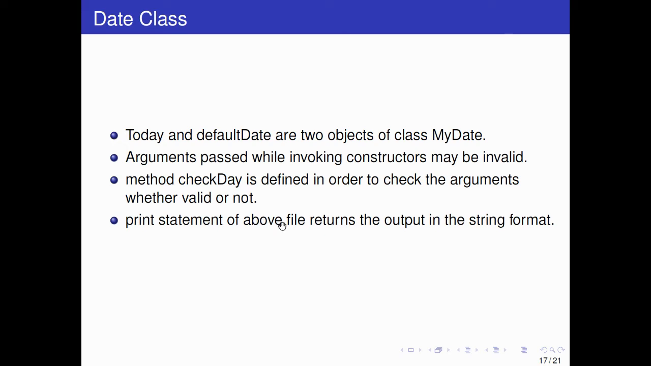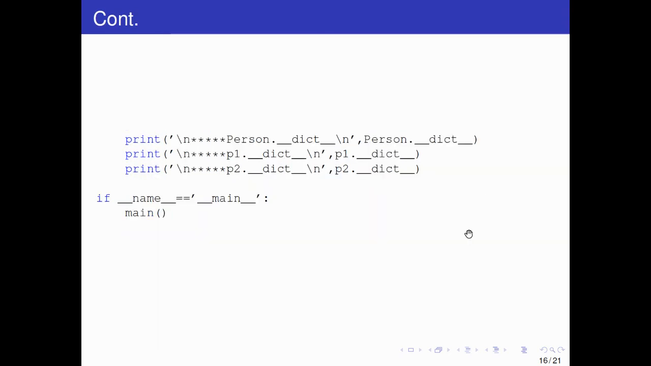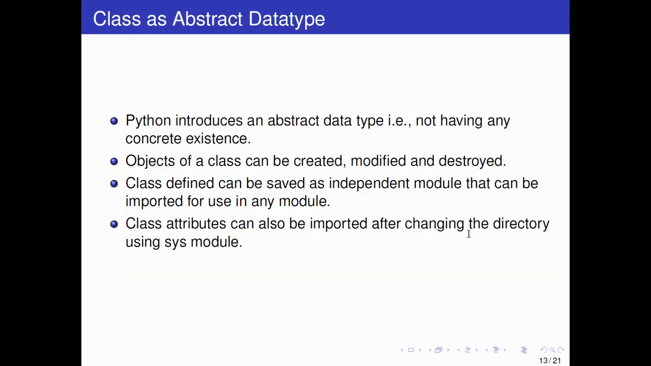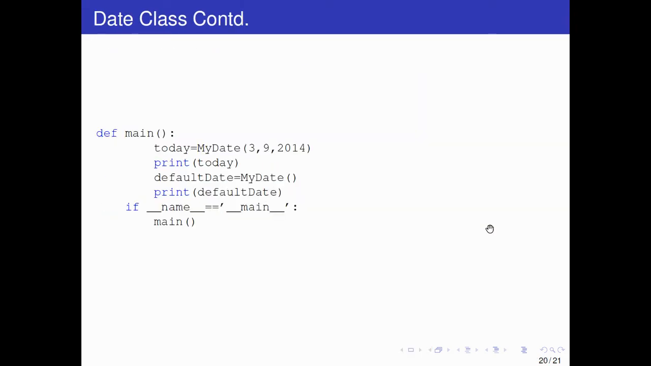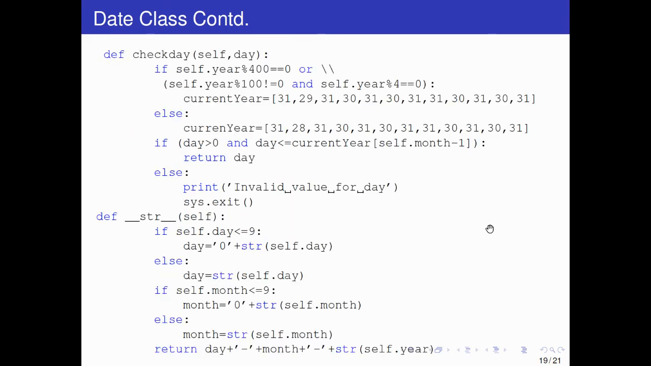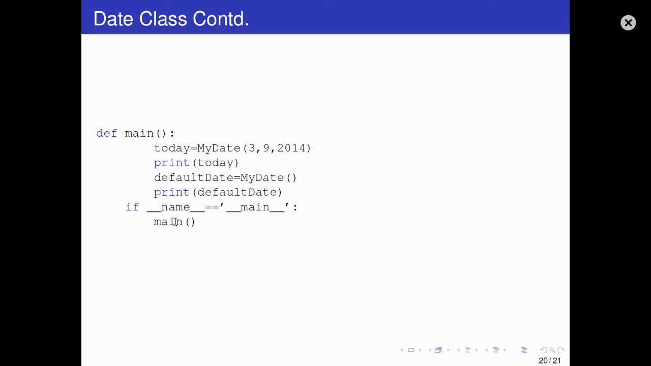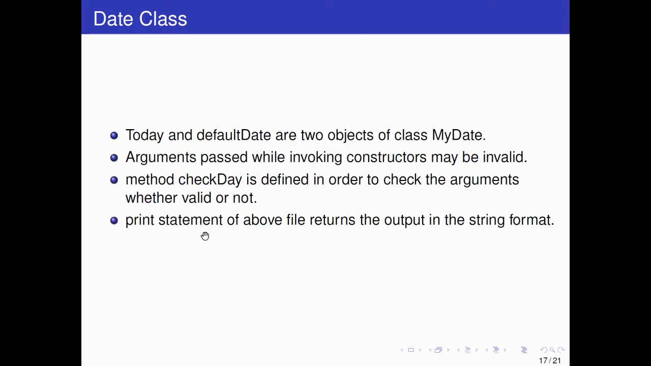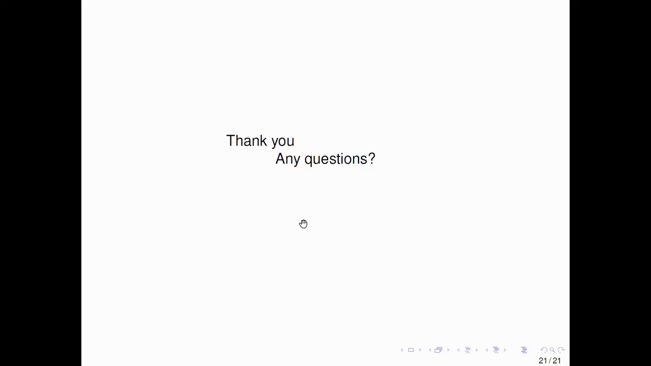The print statement of the above file returns the output in a string format. Why string format? This is what you have defined. This is the object, self is the object, so you write the output in string format and it will print as a string. This is what it is saying: the print statement of the above file returns the output in string format. Above file means this one.